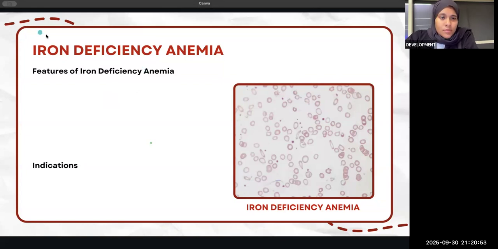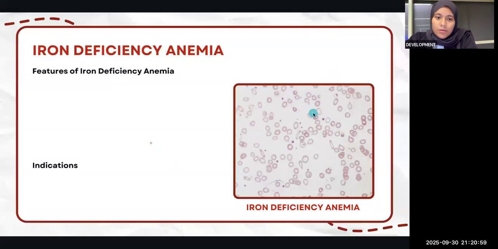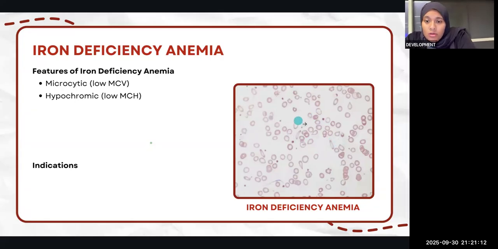Okay, let's get into the anemias. This is a very important part of the lecture. Anemias are very important. This is iron deficiency anemia. How do we know this? Because it's microcytic, low MCV. That means that the cell size is low, and hypochromic, low MCH. That means the color is kind of washed out. Remember how I showed you guys the erythrocyte? It was very red. This is just washed out.